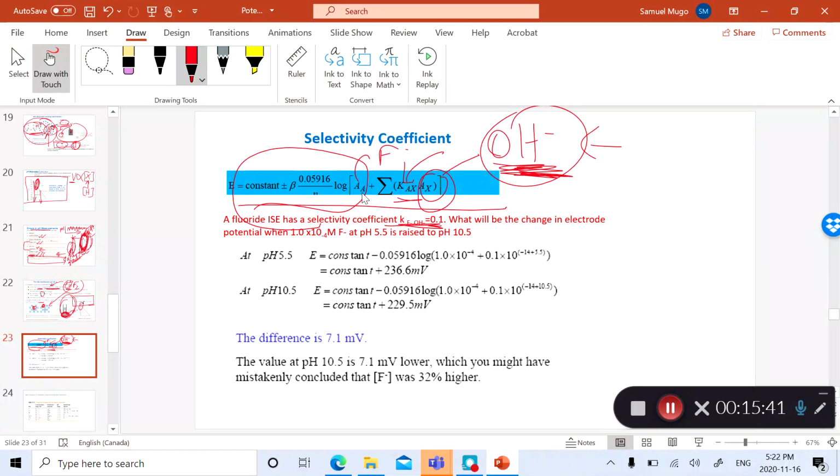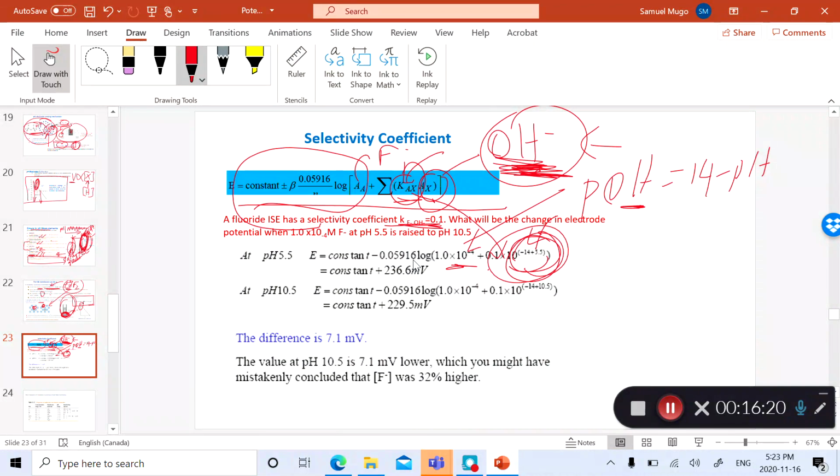So you just use the Nernst equation. At pH 5.5, the voltage that you read from your fluoride ion selective electrode is going to be that, because the concentration is that, right, of fluoride, plus K, the selectivity coefficient. And then this one is the concentration of the interfering species, which is the hydroxide in this case. And I hope all of us know this, that you're trying to get the pOH, right? Because pOH is equal to 14 minus the pH. And that's how I'm getting this.